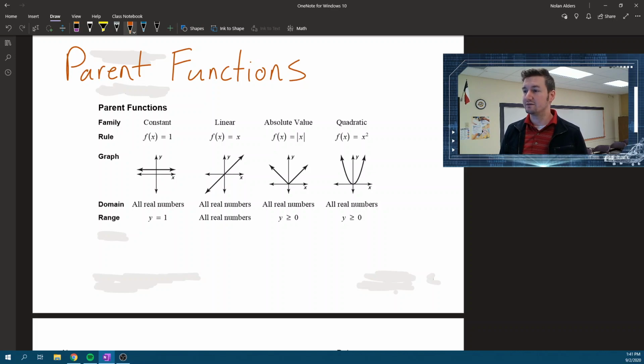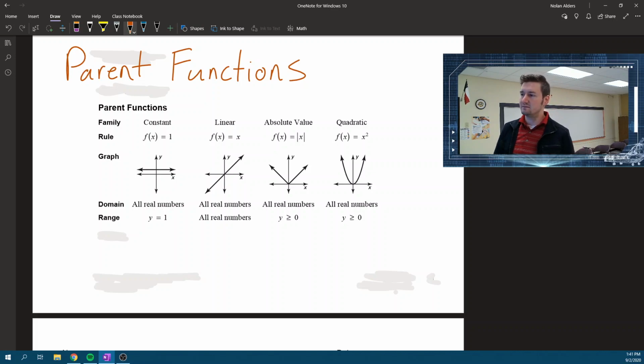So if we look at the first one, our constant function is always going to be f of x equals 1. It's just f of x equals 1. And all of these rules or equations are going to start with f of x. And remember, f of x, sometimes you can write it as y. It's a function of x, but a lot of times you'll see that represented as y. So you can think of it as f of x equals, or you can think of it as y equals. So f of x equals 1 is our constant function.